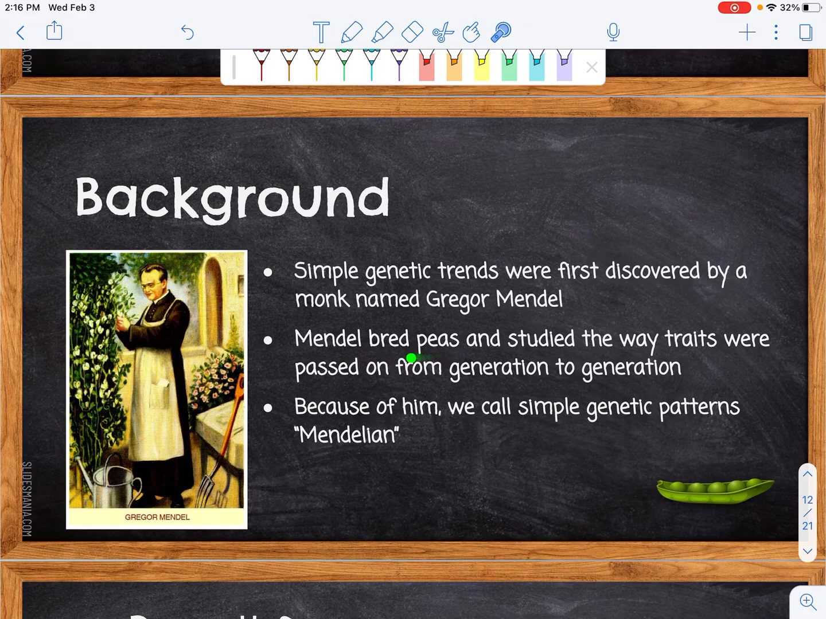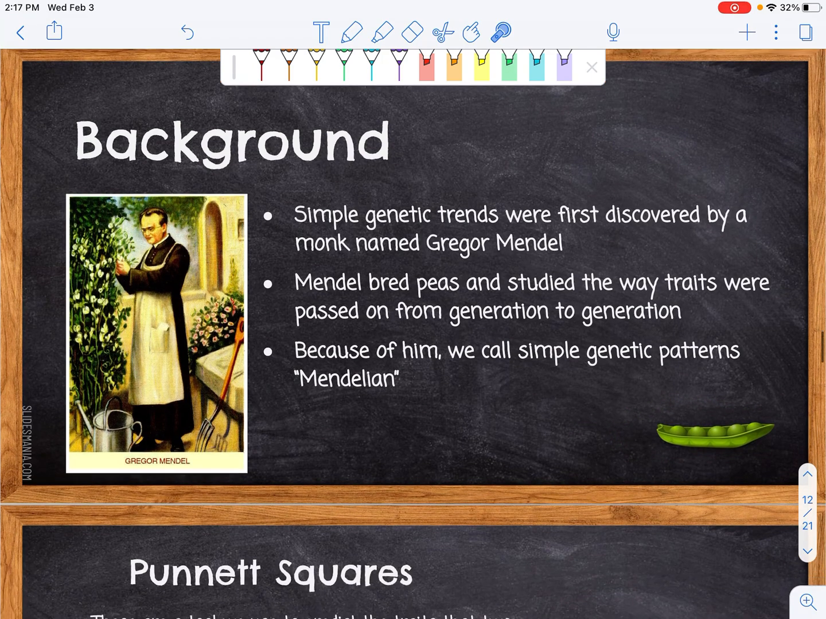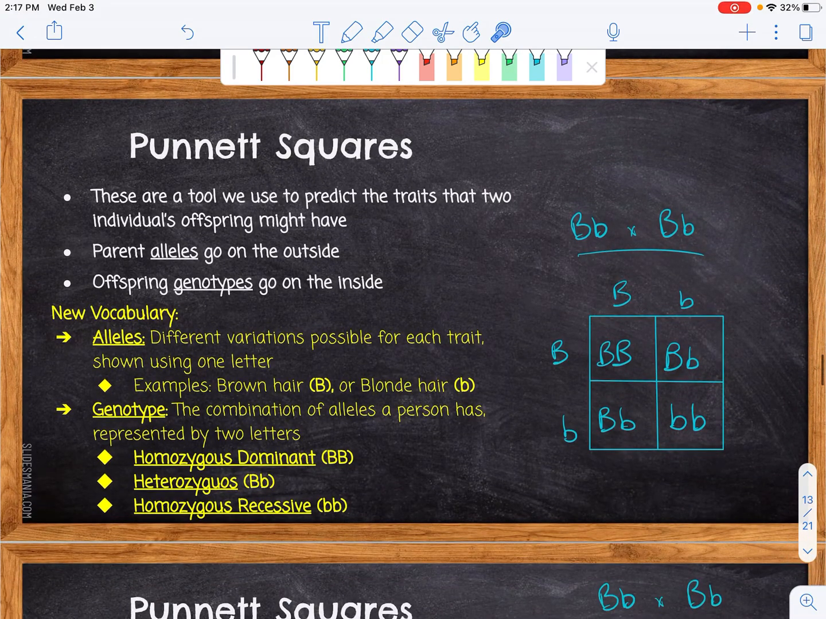Mendel's whole thing was that he bred pea plants, and he studied the way that traits were passed on from generation to generation. So because of Gregor Mendel, we call simple genetic patterns Mendelian. So anytime you see this word, Mendelian, we are talking about simple genetic patterns like we see with pea plants. The main tool that we use to talk about these Mendelian genetics is called a Punnett square. It looks like this on the right. We're going to talk about what this is and how we read it.